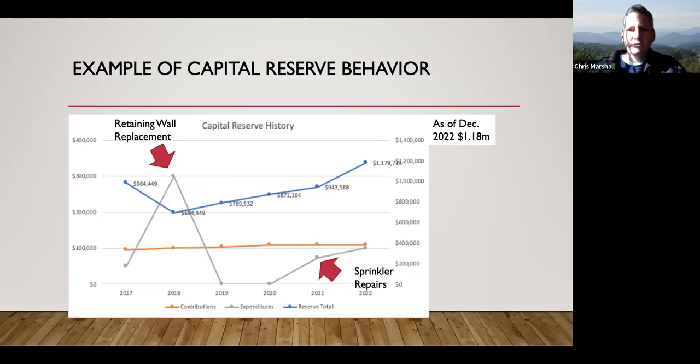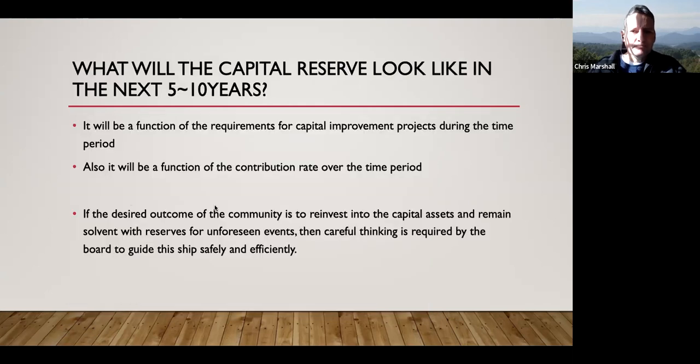What else is important here? What will the capital reserve look like in the next 5 to 10 years? Well, nobody knows specifically, but it will be a function of the requirements for capital improvement projects during that time. So what do we need? And also, what are we going to contribute over that same period? So it's just a function of the inputs and outputs.